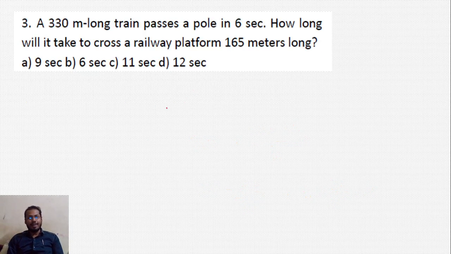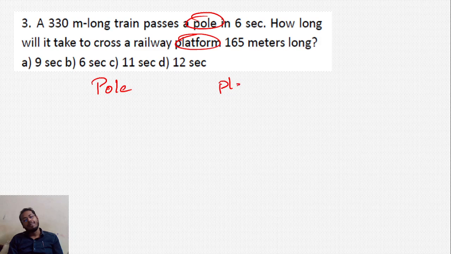A 330-meter long train passes a pole in 6 seconds. How long will it take to cross a railway platform of 165 meters? So here, these questions are made up of meters and seconds. Look at this. A train is going to cross a pole as well as a platform. Now the train is going to cross two things. One is a pole and another one is a platform. So be careful. If a train crosses two objects, write both the formulas.